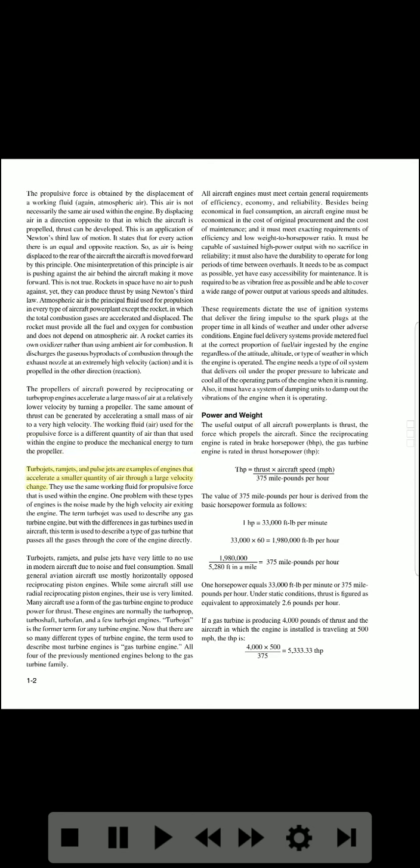Turbojets, ramjets, and pulse jets are examples of engines that accelerate a smaller quantity of air through a large velocity change. They use the same working fluid for propulsive force that is used within the engine. One problem with these types of engines is the noise made by the high-velocity air exiting the engine. The term turbojet was used to describe any gas turbine engine, but with the differences in gas turbines used in aircraft, this term is used to describe a type of gas turbine that passes all the gases through the core of the engine directly.